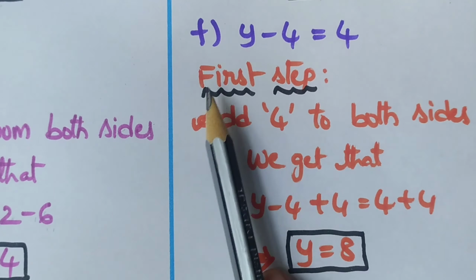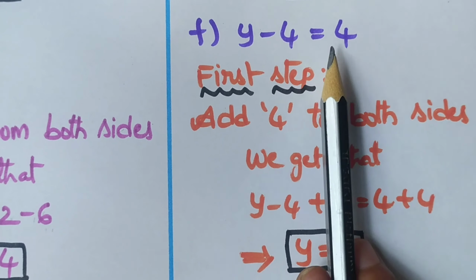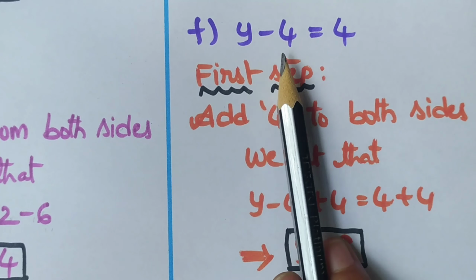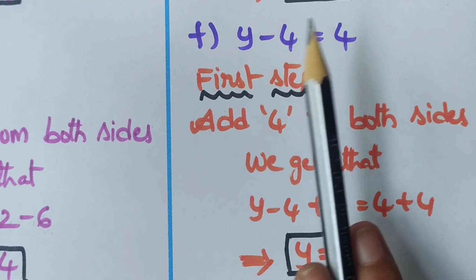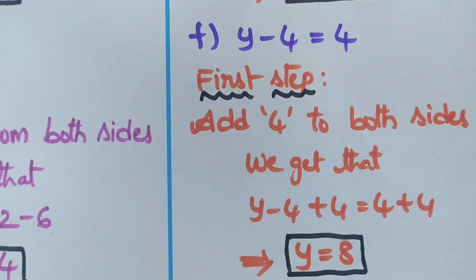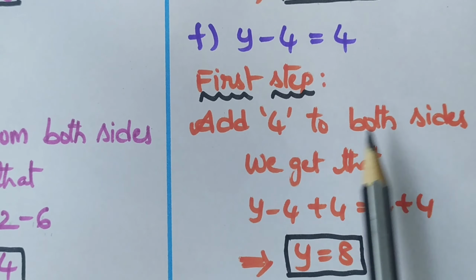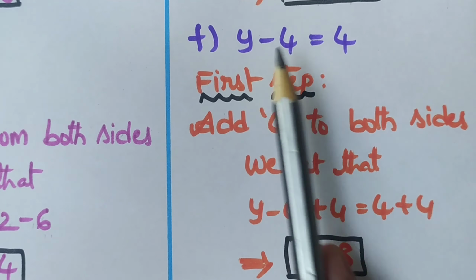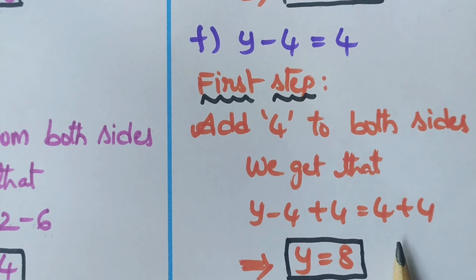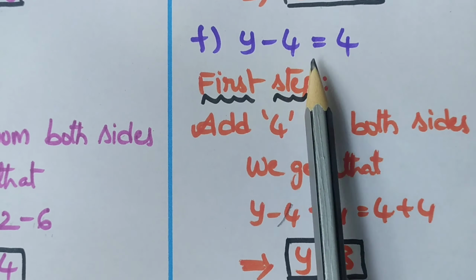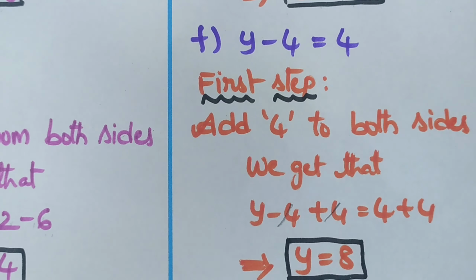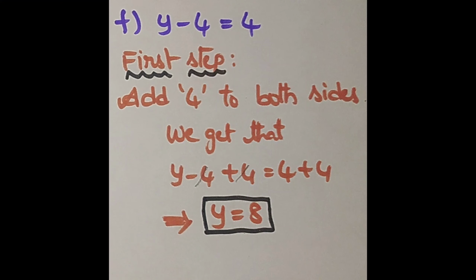Okay friends, now let us see F bit, that is y minus 4 is equal to plus 4. Now here it is y minus 4. That means we have to add 4. If it is subtract 4, now we have to add 4. So first step is add 4 to both sides. We get that y minus 4 plus 4 is equal to 4 plus 4. Now here minus 4 plus 4 get cancelled. Here it is y is equal to 4 plus 4 is 8. So y minus 4 is equal to 4, where y equal to 8. With this, F bit gets completed.